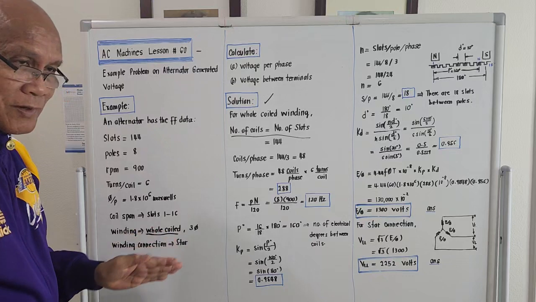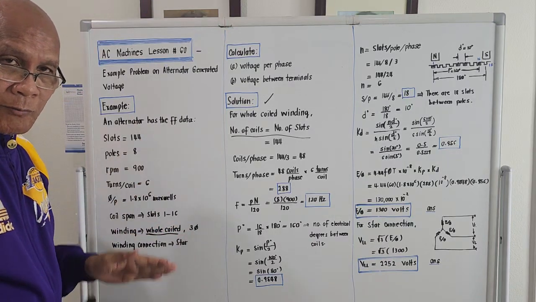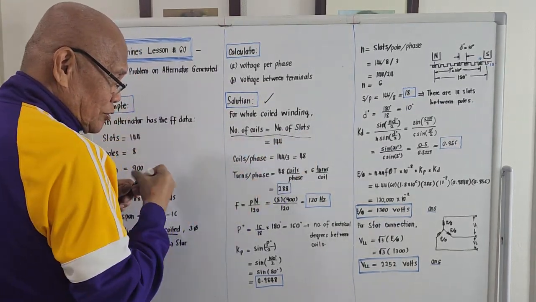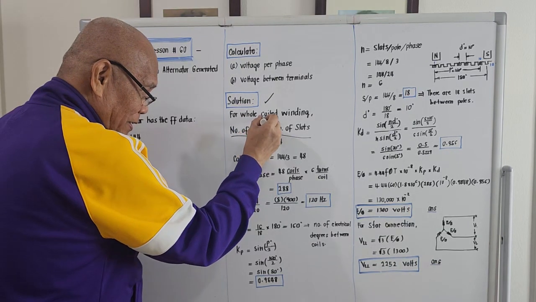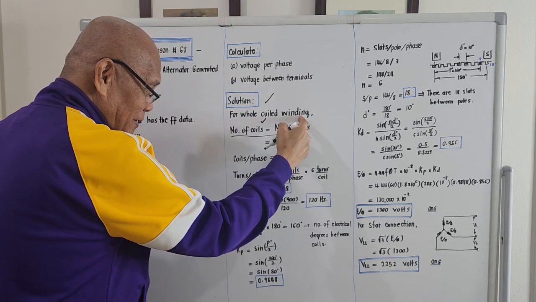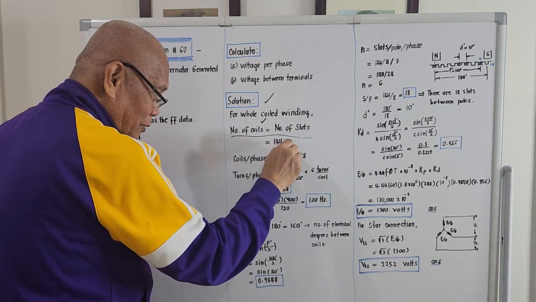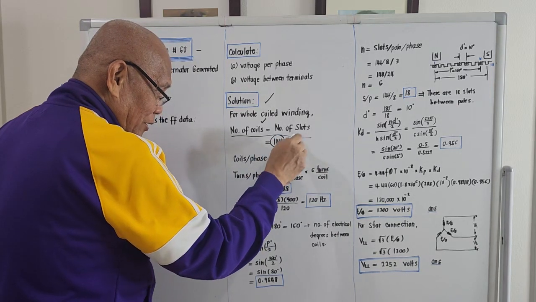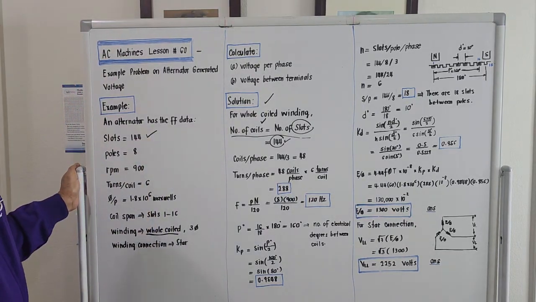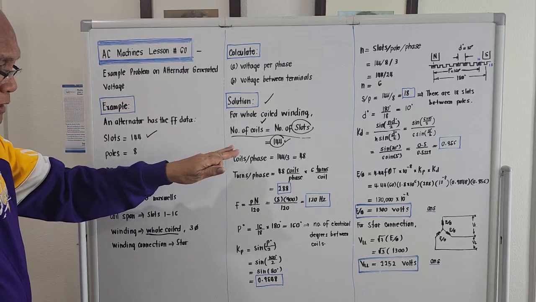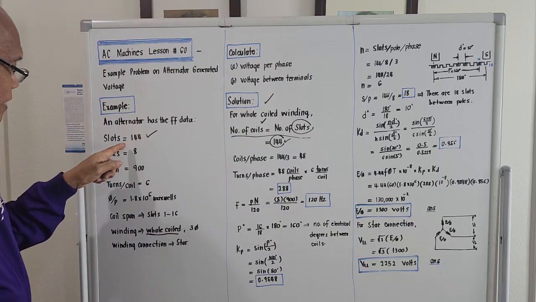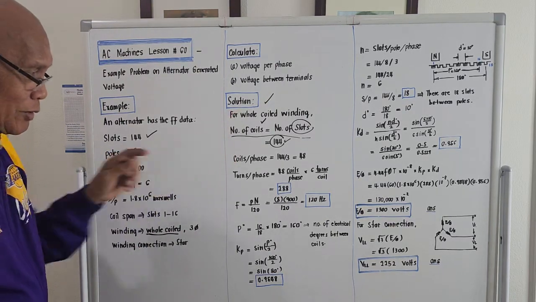But according to the given problem, the alternator is whole coil. So if it is whole coil, the number of coils should be equal to the number of slots. So we would like to compute for this, and since the coils should be equal to the number of slots for whole coil winding, the number of coils should be 144. Why 144? Because the number of slots is 144. So we have computed the number of coils from the given condition, whole coil, and since the total number of slots is given, we just equate that to the number of coils.